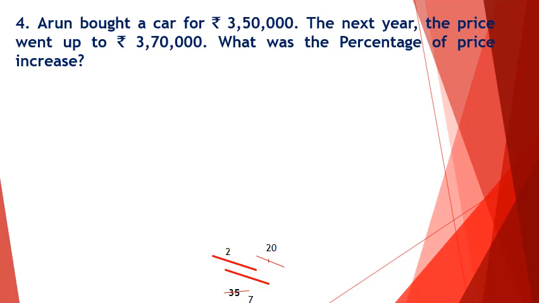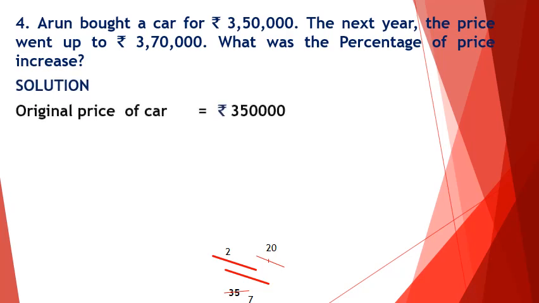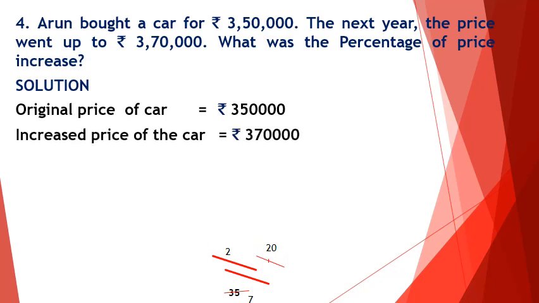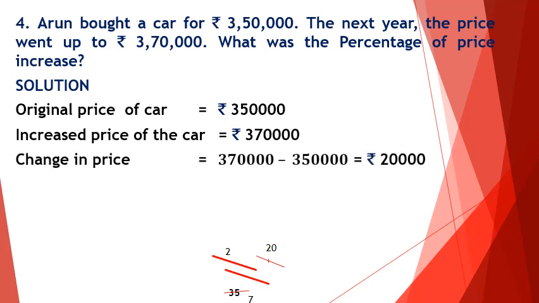Question number 4. Arun bought a car for rupees 3,50,000. The next year the price went up to 3,70,000. What was the percentage of price increase? So the original price of the car was rupees 3,50,000. Increased price, then what will be the price of the car? Yes, it is rupees 3,70,000. What is the change in price of the car? 3,70,000 minus 3,50,000 equal to rupees 20,000.